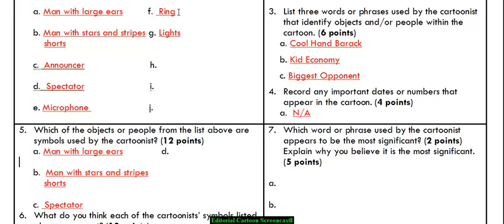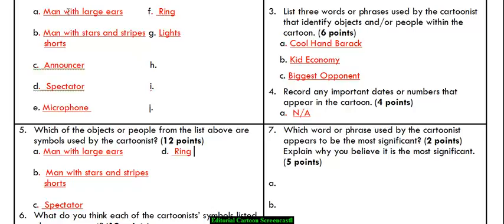Move on to letter F up here, the ring. Do I believe the ring symbolizes something? And I've decided yes, that the ring does symbolize something. So we're going to transfer ring down there. And finally, the lights. You need to ask yourself, do the lights symbolize something? And I do not believe the lights symbolize anything.